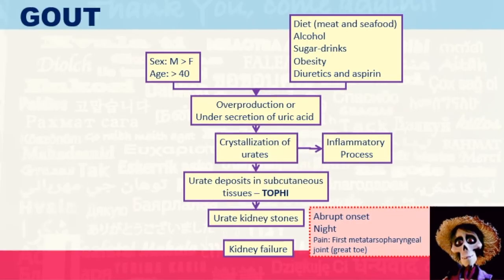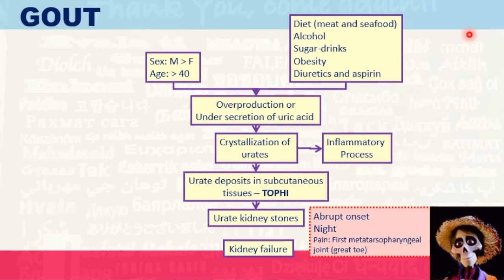Now, let's recall the pathophysiology of your gouty arthritis. What is the problem of a patient with gouty arthritis? So class, sex. Okay, male, as I've mentioned, is more affected compared to female. And then age greater than 40. Diet. Okay, their favorite diet. Meat, seafood. Usually, class, even your mongo beans, which would have high uric acid levels. Then you have your alcohol, sugar-containing drinks, and then your obesity, and then you have your diuretics and aspirin.